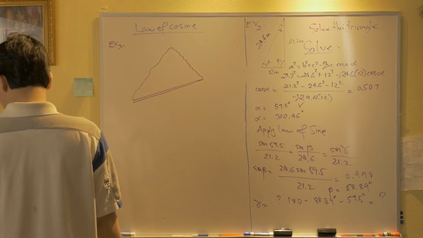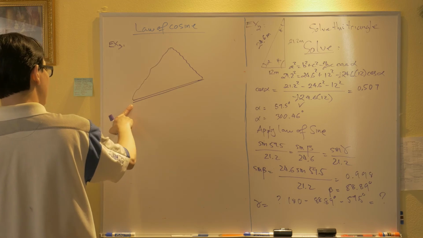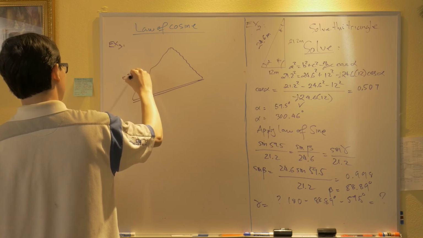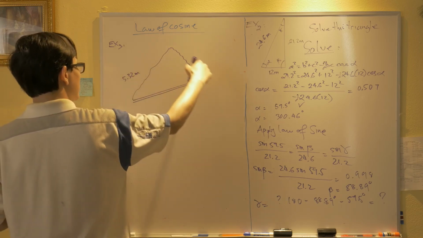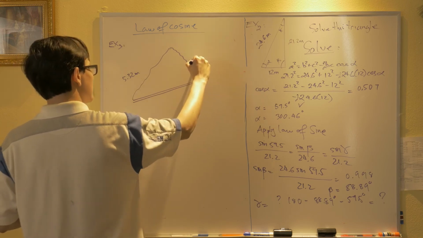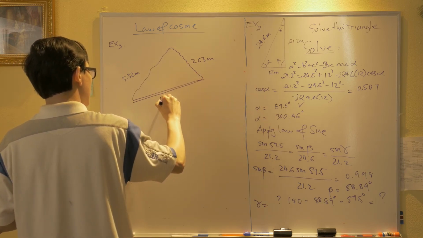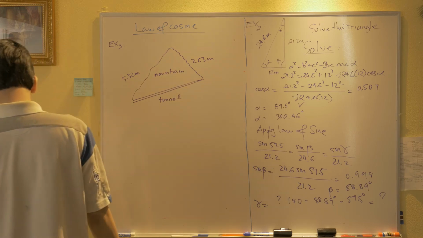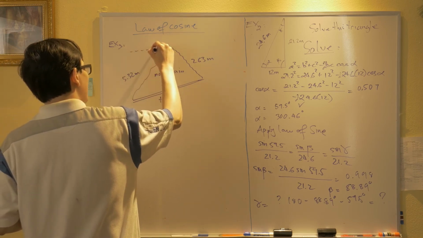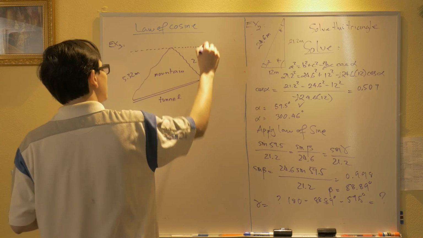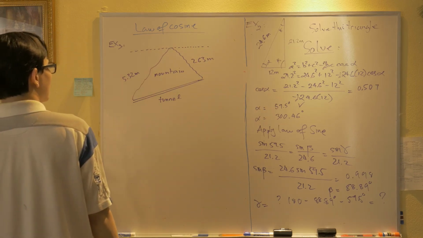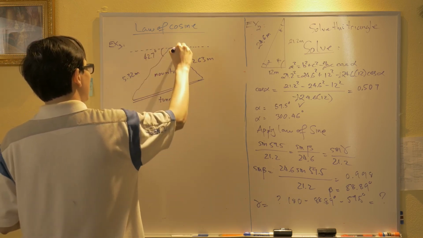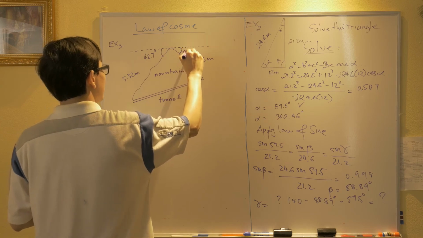From the top of the mountain to the left end of the tunnel is 5.32 miles, and from the top to the right end of the tunnel is 2.63 miles. So this is the tunnel, this is the mountain. The angle created by the side of the mountain and the horizontal line over here is 42.7 degrees, and over here is 48.8 degrees.